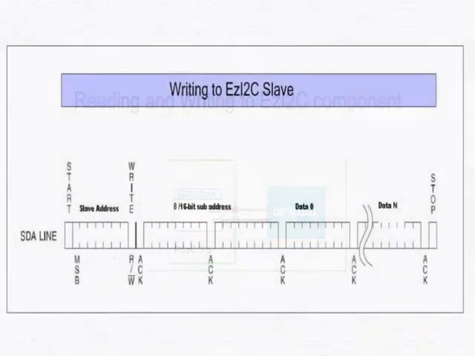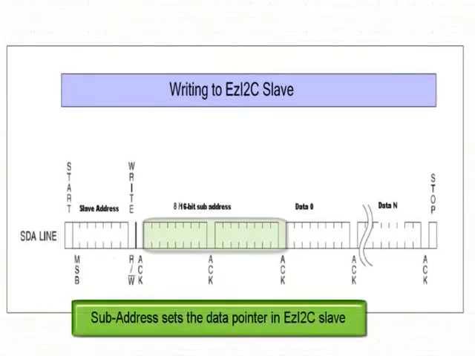Here is the SDA signal for the write event. The I2C master issues a start condition and sends out the EasyI2C slave address with the write condition bit. This selects the EasyI2C slave connected on the bus, and it responds to the master with an acknowledgement. The master then sends the subaddress of 8 or 16 bits, which sets the data pointer in EasyI2C.